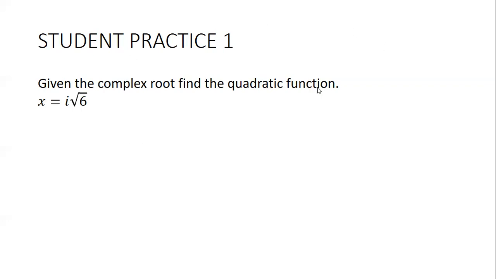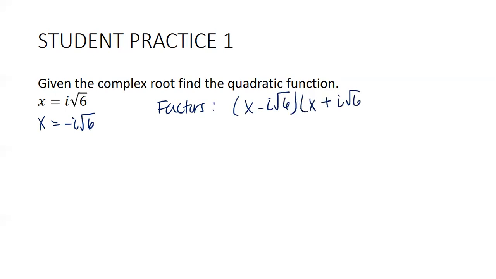All right. So I was given this complex root, so my pair is x equals negative i square root of 6. Agreed? So we're going to write the factors, which are going to be x minus i square root of 6 and x plus i square root of 6. Are we good with the factors?